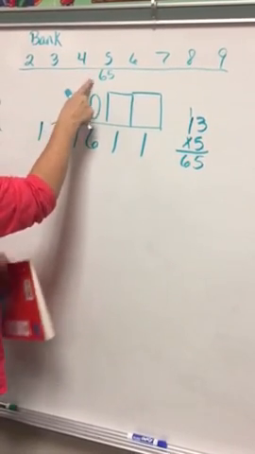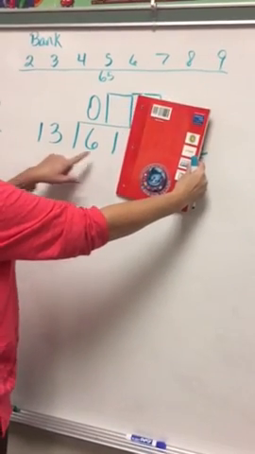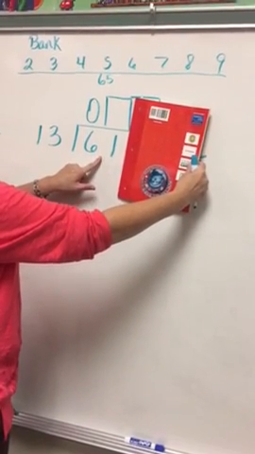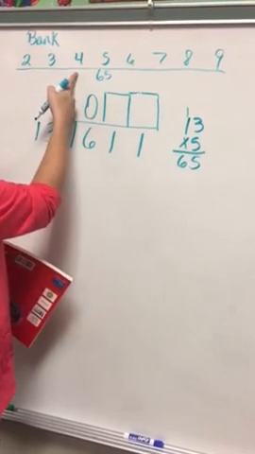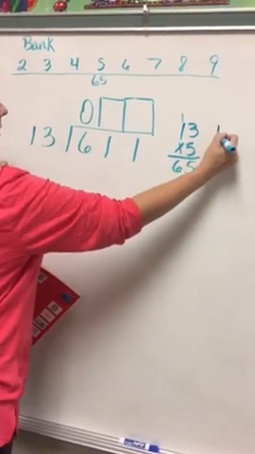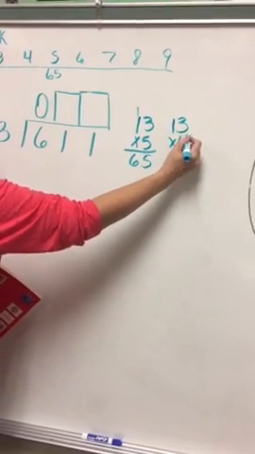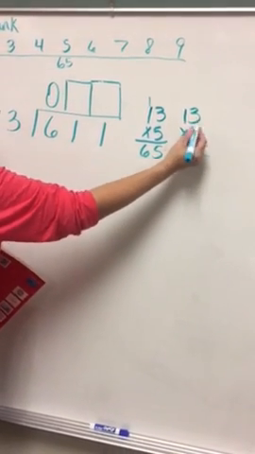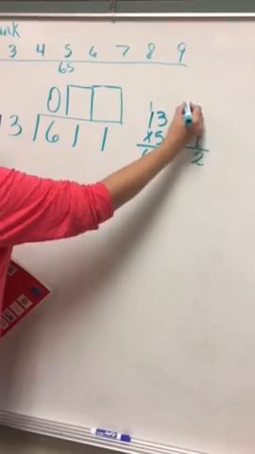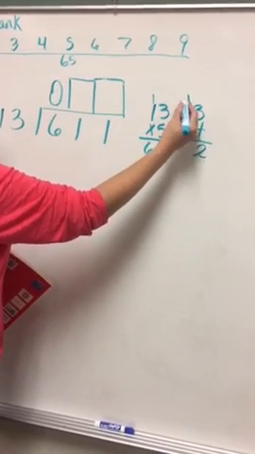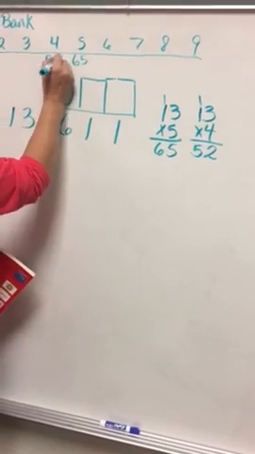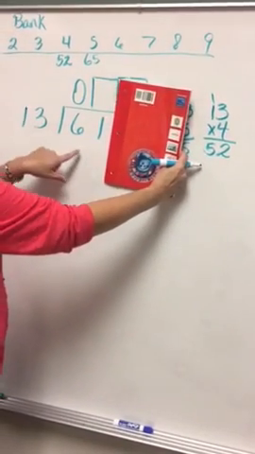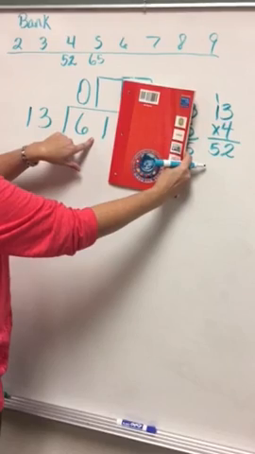All right, so 65, I'm trying to get 61 or less. So this one is too big. Let's go one smaller. Let's try 13 times 4, because I need less than 65. 4 times 3 is 12. Carry your 1. 4 times 1 is 4, plus 1 is 5. So again, up in my bank, 52 is less than or equal to 61.